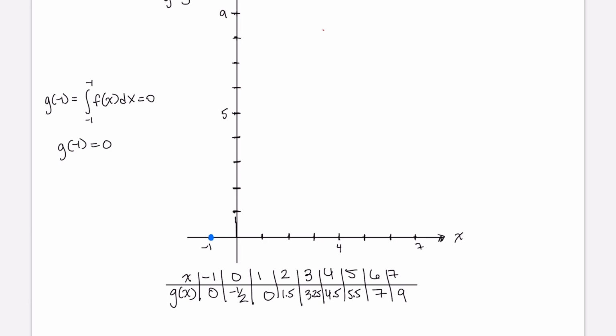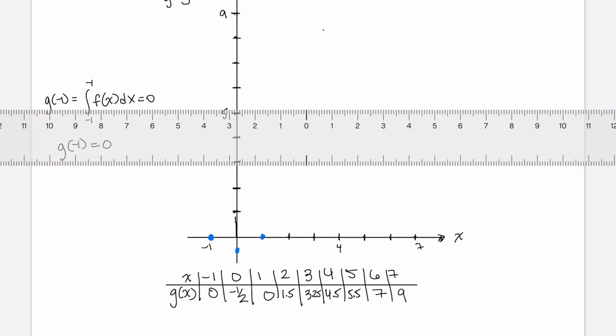And honestly, it makes this graphing so much easier. So at 0, I'm going to go down -1/2. At 1, we're back again to 0. Now beyond this, I'm going to use a ruler just to be a bit more accurate.